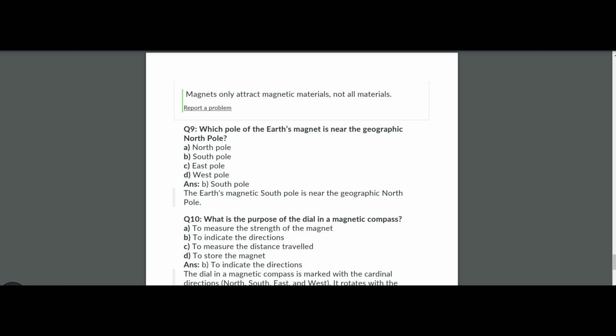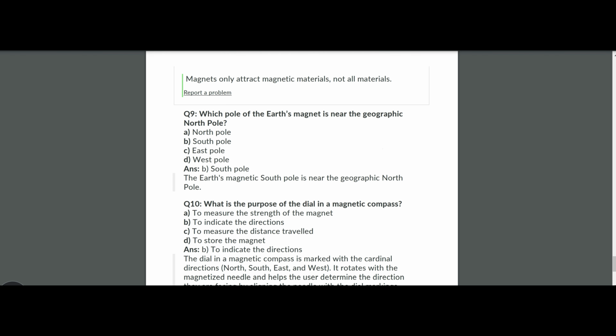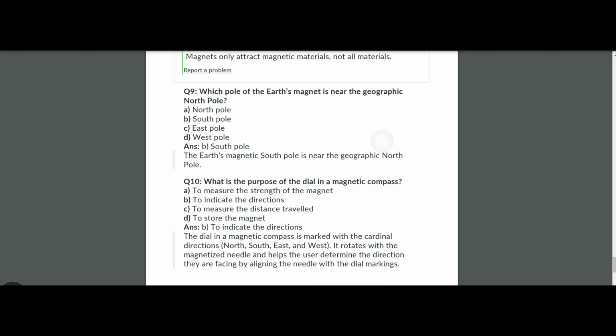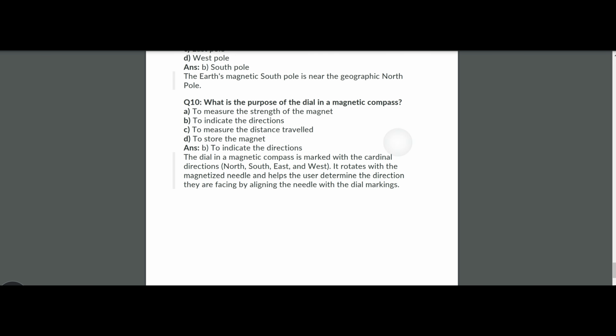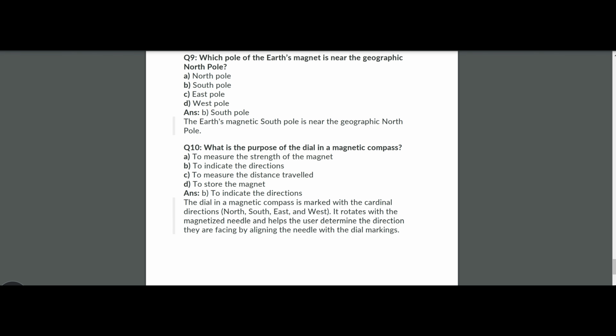What is the purpose of the dial in the magnetic compass? Already the answer is visible. Now you see, what is the purpose of the dial in a magnetic compass? So this is to indicate the directions. The dial in the magnetic compass is marked with the cardinal directions north, south, east and west. It rotates with the magnetic needle and helps the user determine the direction they are facing by aligning the needle with the dial marking. Okay, and these are some important questions from exploring magnets.